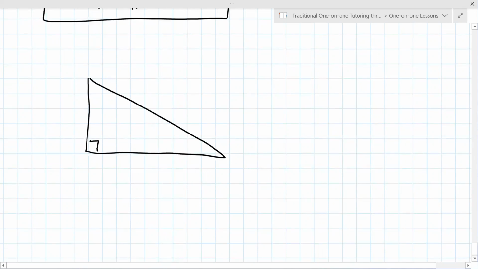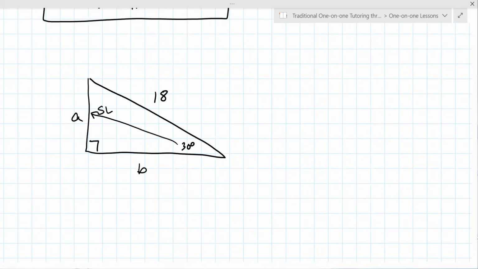Let's say I tell you that the hypotenuse is 18. Another way they can indicate that this is a 30, 60, 90 is they can put a 30 there. That means that this right here is the short leg. So I want you to find A and B for me, please. A is the short leg, B is the long leg. Give that a try, please.